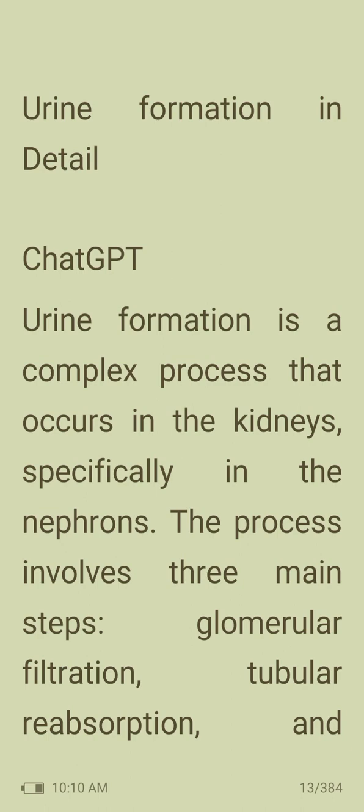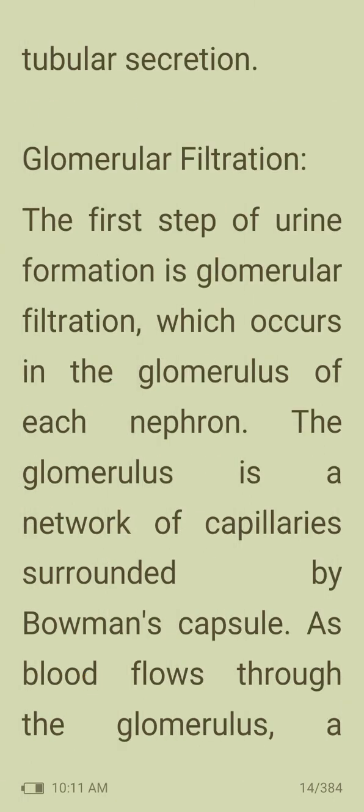Urine formation is a complex process that occurs in the kidneys, specifically in the nephrons. The process involves three main steps: glomerular filtration, tubular reabsorption, and tubular secretion. First, glomerular filtration. The first step of urine formation is glomerular filtration, which occurs in the glomerulus of each nephron.